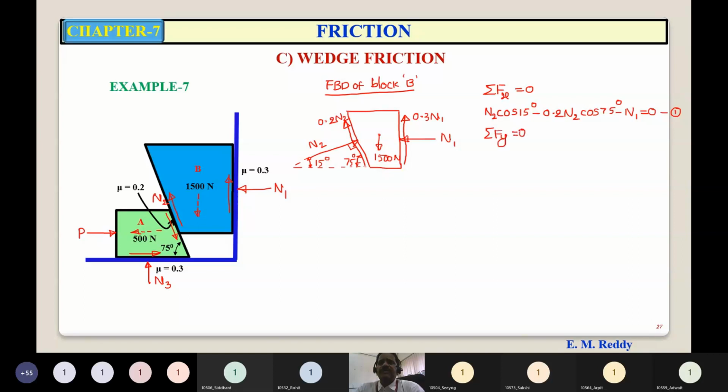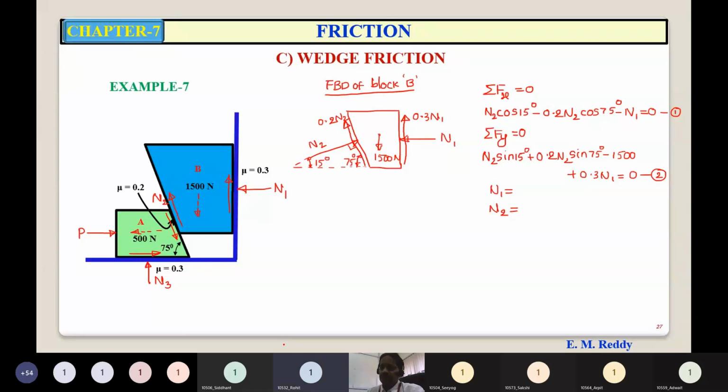And summation Fy is equal to 0. So y component of N2 upwards. So N2 sin 15. y component of 0.2 N2 positive. 0.2 N2 sin 75 minus 1500 plus 0.3 N1 is equal to 0. So solving these two equations, you can get the values of N1 and N2.